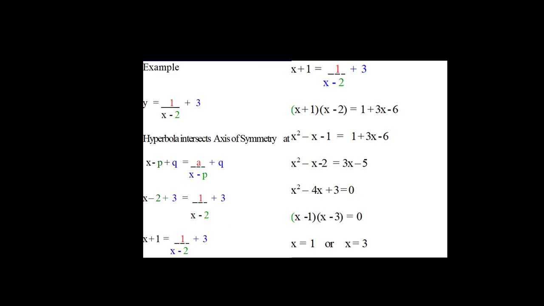Right, so let's solve for x. We multiply both sides of the equation by x minus 2. We gather up the terms, move them all to the left-hand side, and factorize. You'll get x equals 1 or x equals 3. Substitute back into the line of symmetry and you get y equals 2 and y equals 4.